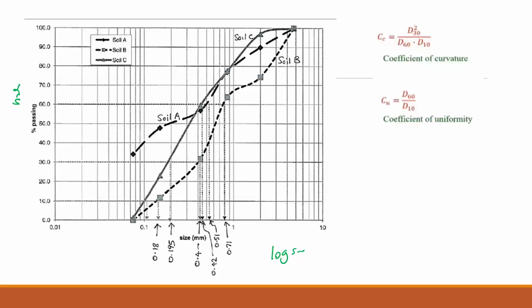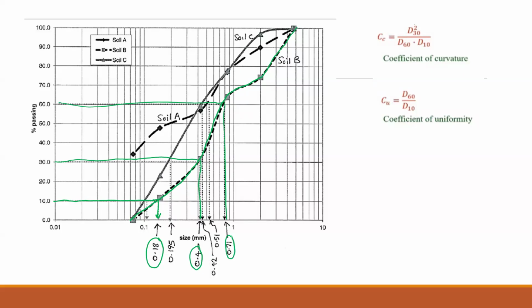So we are done with A, and we don't need the A graph. We only need B and C. So this is our B. We need to know D10, D30, and D60. D10 is where your percentage passing is 10%, and that corresponding size is your D10. D30 will be this number here, 0.4. And D60 will be this number, which is 0.71.